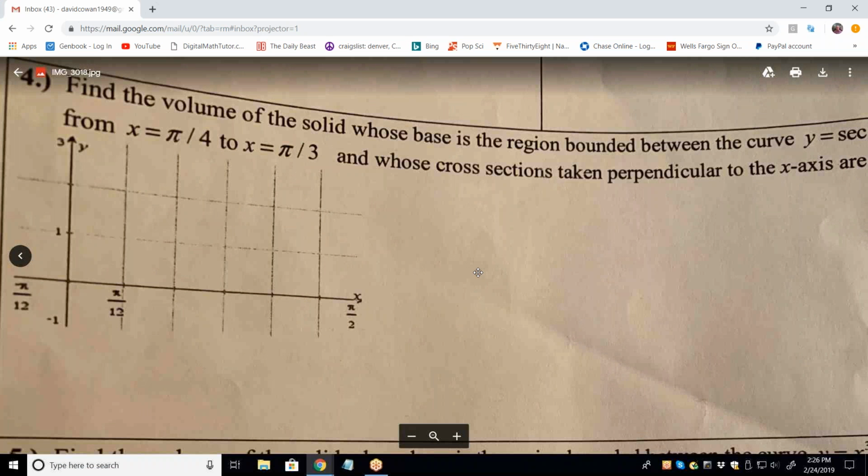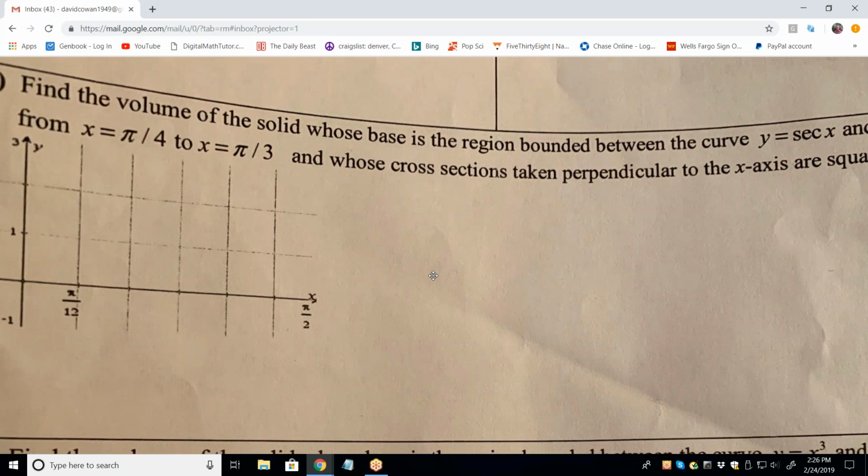Okay. So they want the volume of the solid whose base is between secant x and the x-axis from pi over 4 to pi over 3, and its cross sections taken perpendicular to the x-axis are squares. So what do we need to do first? Just to give us an idea of what they're talking about.